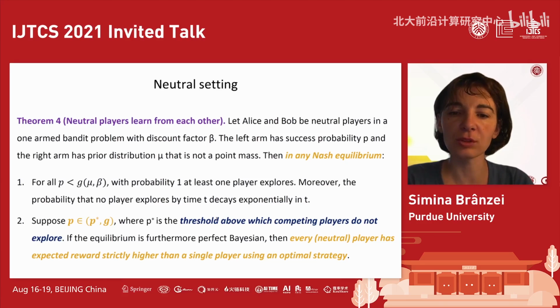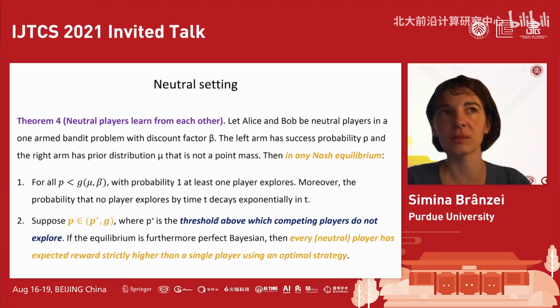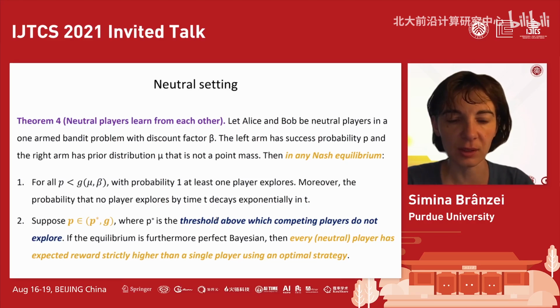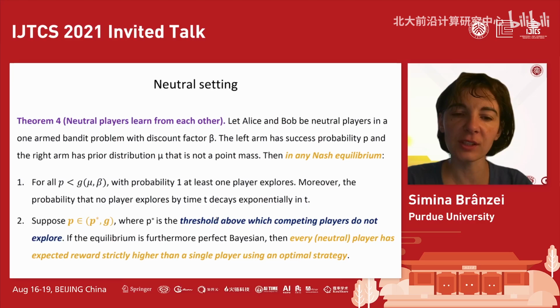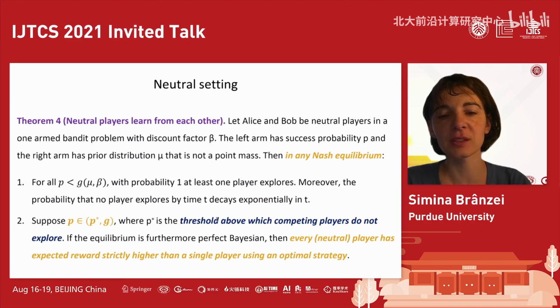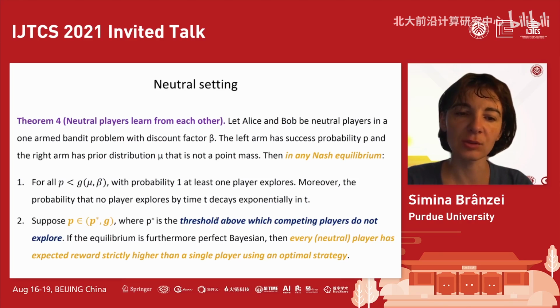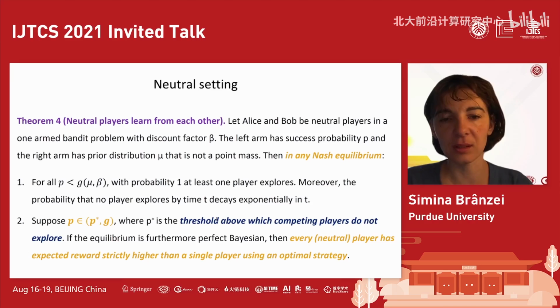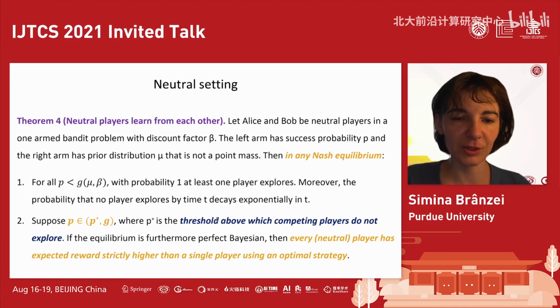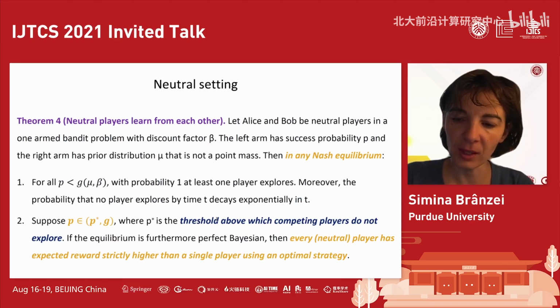Then if the equilibrium is also perfect Bayesian, so this is a more refined concept that is used in repeated games where we don't allow non-credible threats, then every neutral player has an expected reward that is strictly higher than a single player using an optimal strategy. So this means basically that the players can learn from each other in a perfect Bayesian equilibrium. And this can happen, for example, by them taking turns in who does the exploration, and this will help them incur, overall, the risk will be kind of distributed.